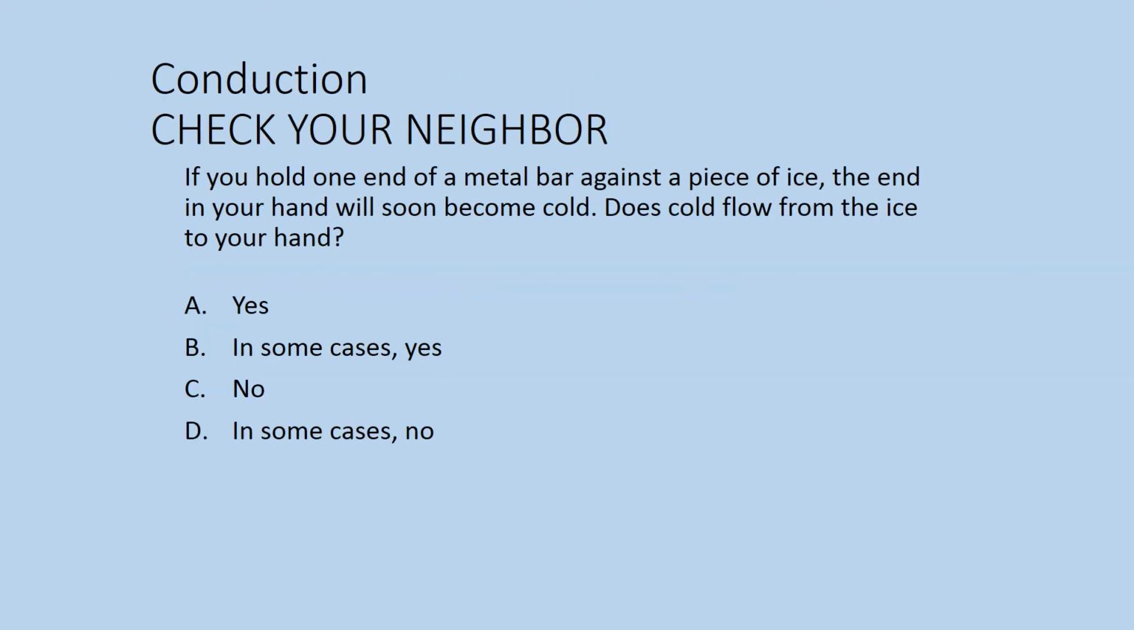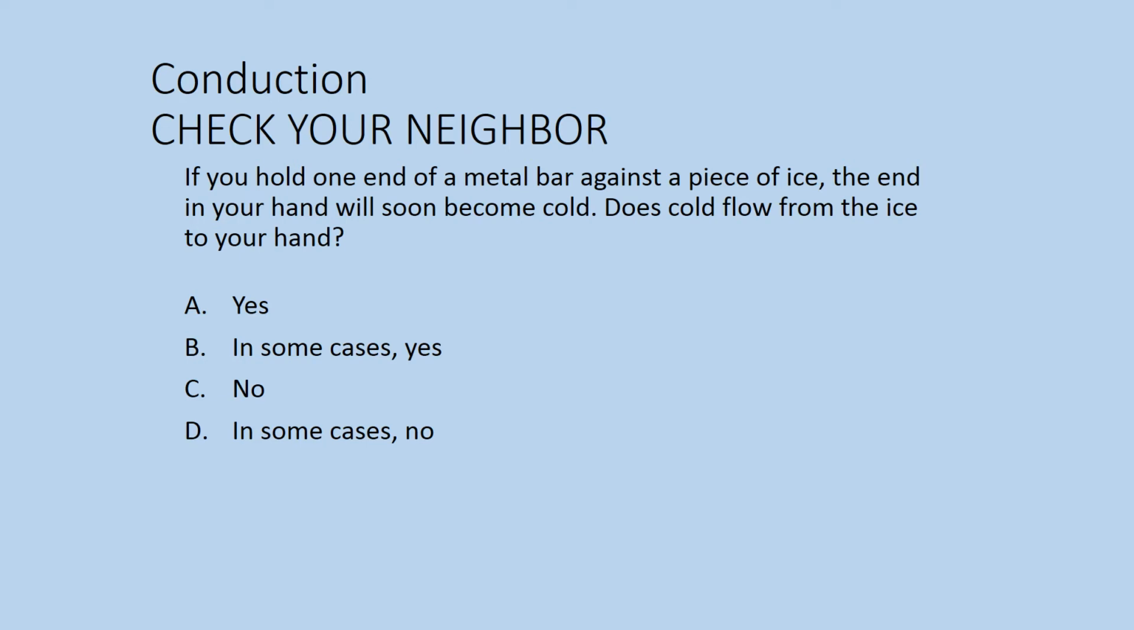So in this question, you're asked to consider what would happen if you hold one end of a metal bar or a knife, for example, against a piece of ice. And one finds that the end of the bar or the knife that is in your hand will soon become very cold. So the question is, does cold flow from the ice to your hand? Well, the answer is that cold does not flow from an object to another object. Rather, heat flows from one object to the other object.